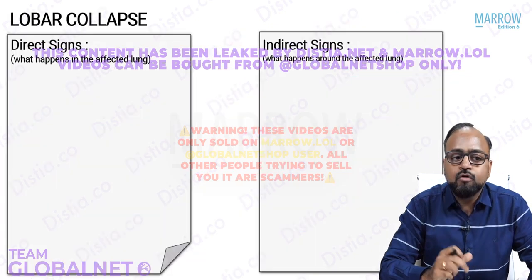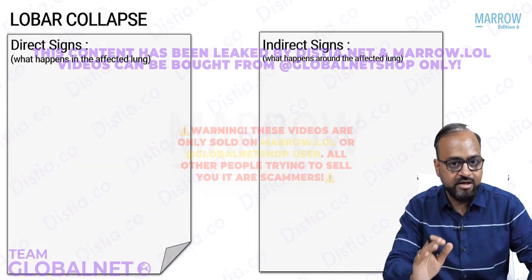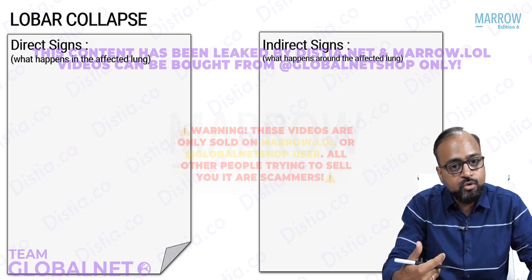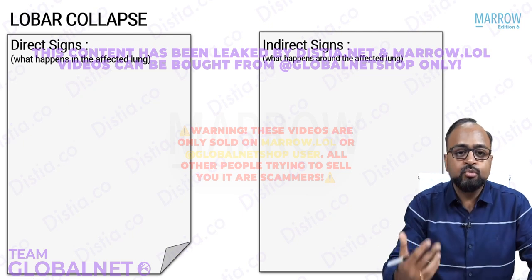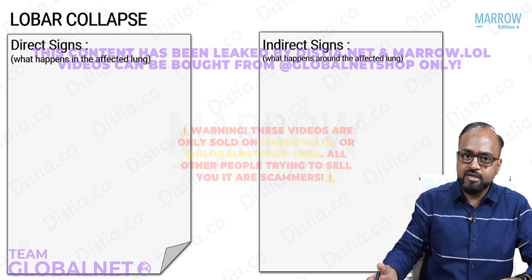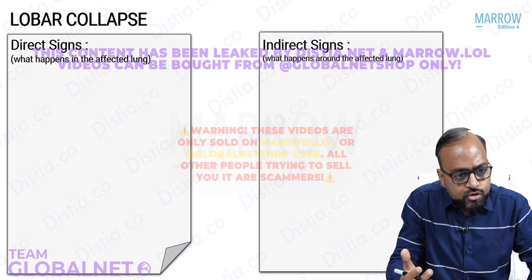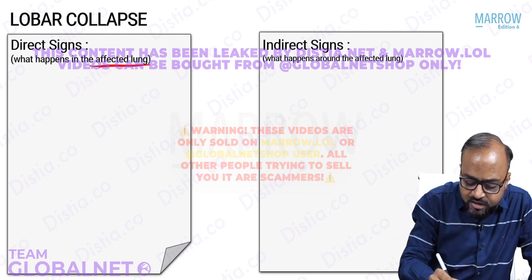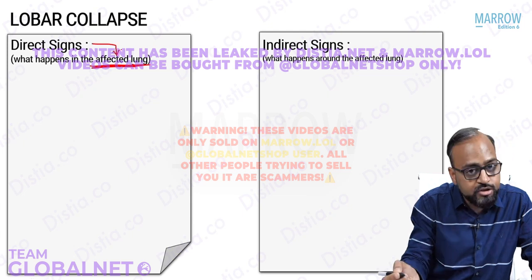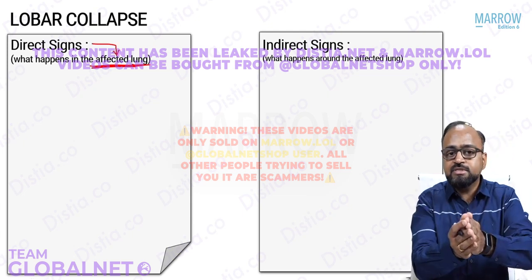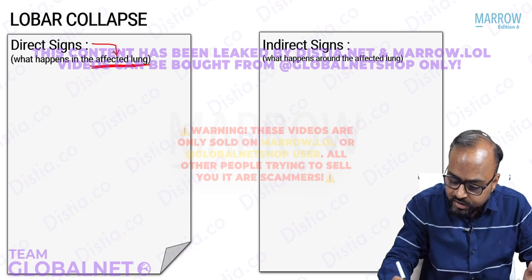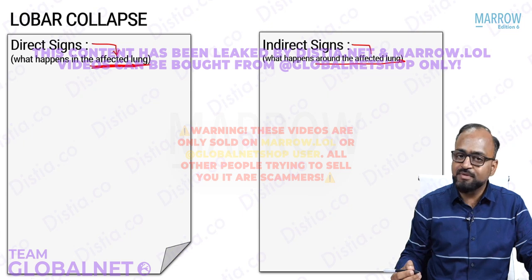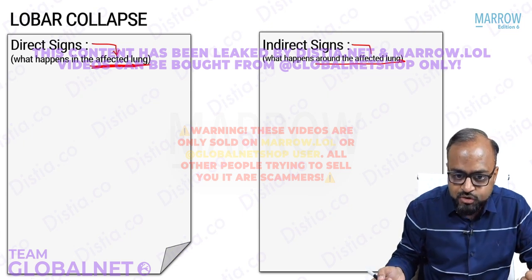Now let us start with what are direct signs and indirect signs. This was one of the questions which was asked: all of the following are direct signs of lobar collapse except. So you must know what are direct and indirect signs. One easy way to remember it is to remember that everything that happens within the affected lung are direct signs. Quite logical enough. But when that lung collapses, whatever happens around it or around the affected lung are indirect signs. Right? Simple enough.